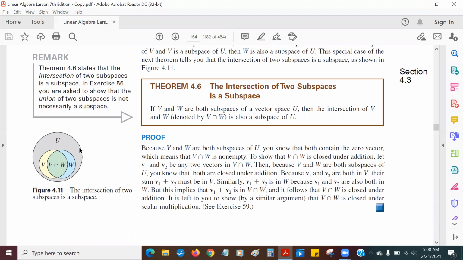See, it says figure 4.11. So U is the giant vector space. V, this circle on the left, is one subspace. W is a different subspace. And this little football thing in the middle is the intersection, V intersect W. It's the intersection of V and W.